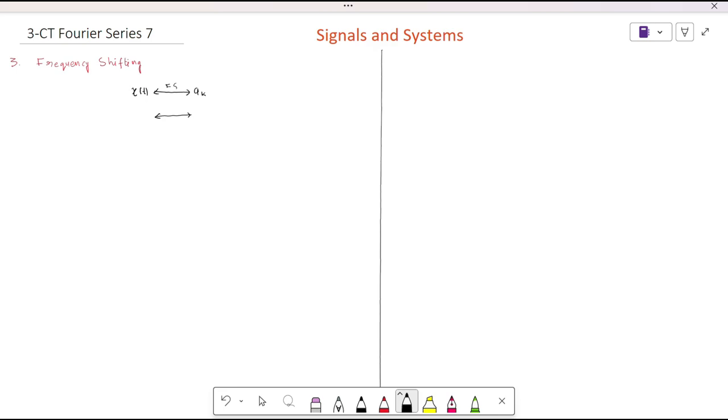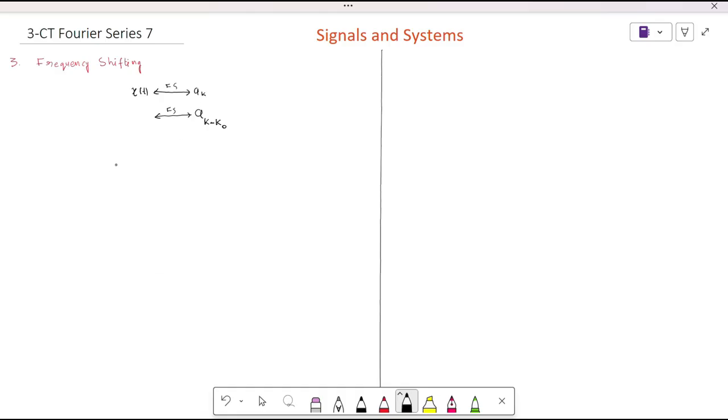Now we are applying the shifting in the frequency. Here k is a variable and k naught is a constant. Then what is the signal corresponding to this ak minus k naught? We need to find the time domain signal corresponding to this shifting in the frequency. So we will prove it.